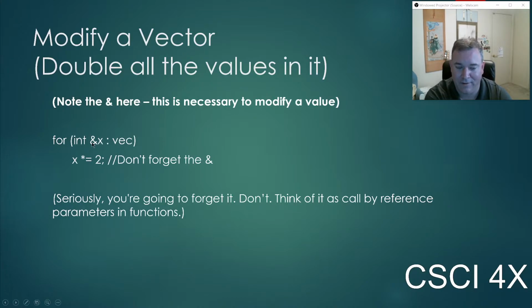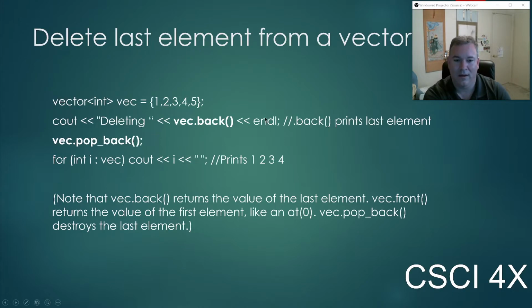But yeah, don't forget, if you forget the ampersand, then it will copy the value. It'll be called by value, right? And so it copies the value out of the vector, it doubles the copy, and it throws the copy away, which is absolutely pointless. You just wasted all this time and did absolutely nothing. So you want to use call by reference with this.